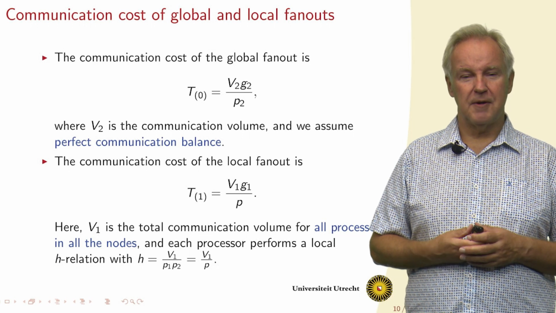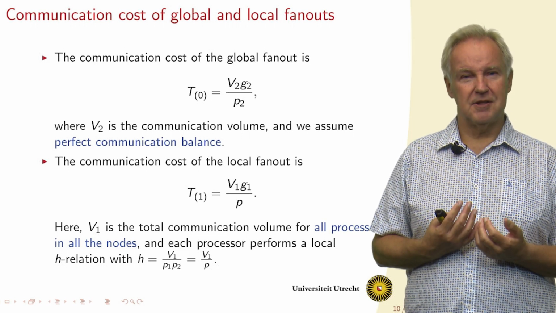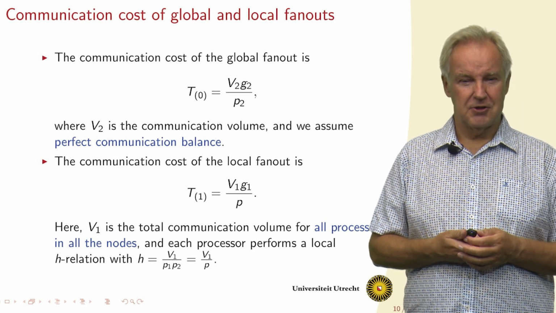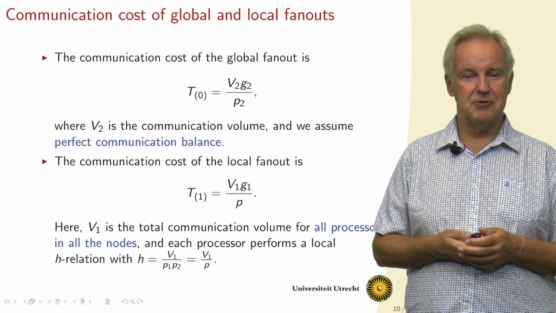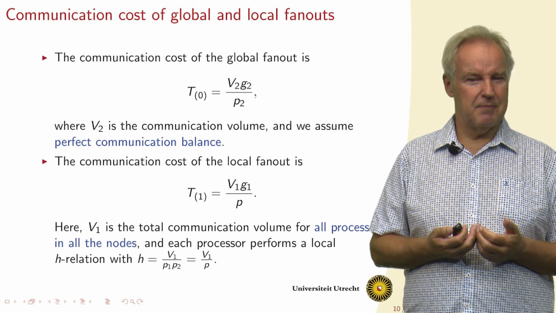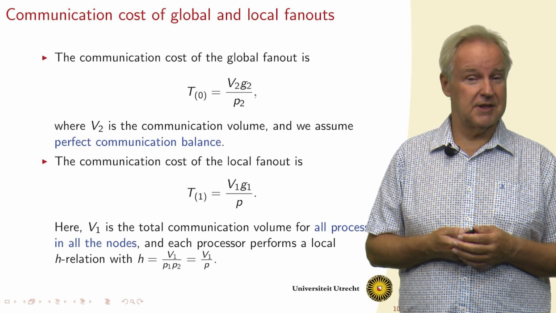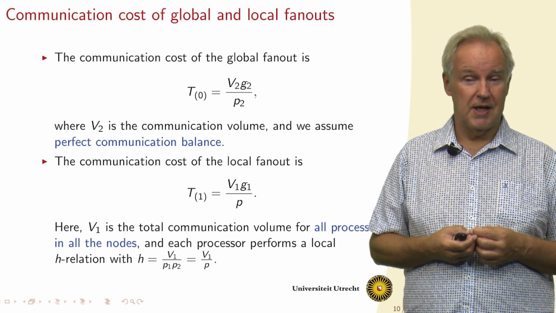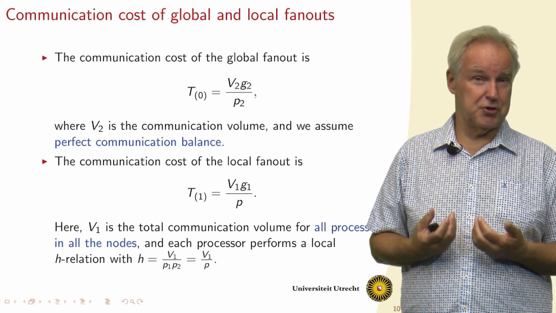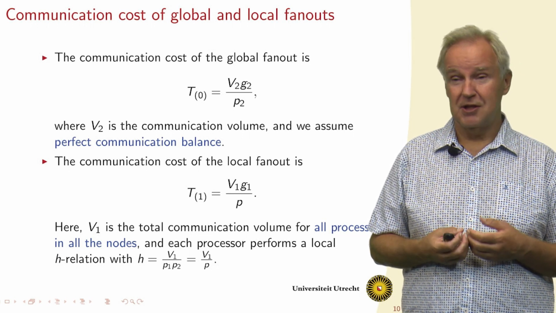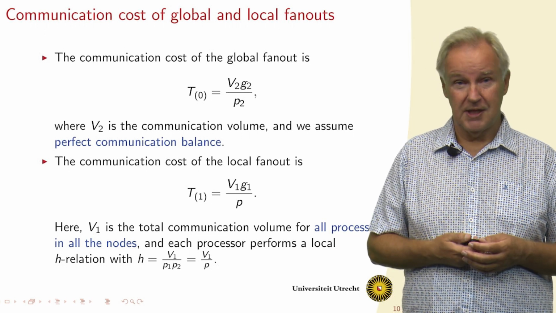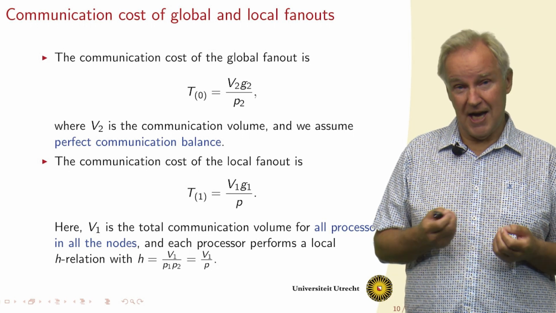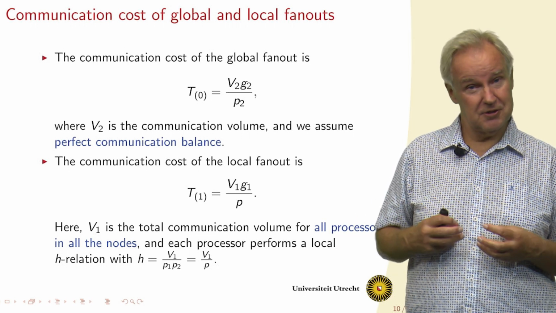Okay, so now let's compare the communication costs of local and global fanouts. So first, if we look at the global fanout, you see that the time of the global fanout is the total amount of communication, V2, divided by, if we assume a good spread of the communication, the number of nodes, P2, times the cost per data word, g2. And that's a higher cost because it is between nodes. It's not within a node.